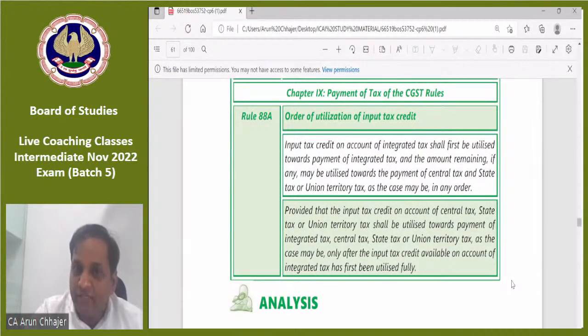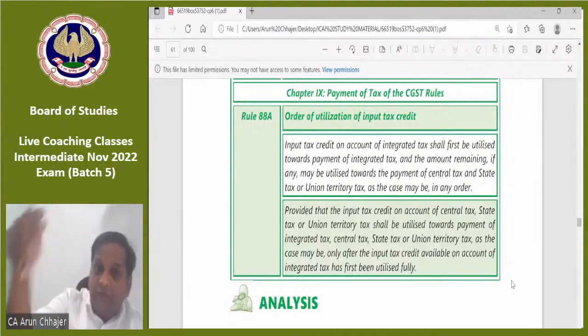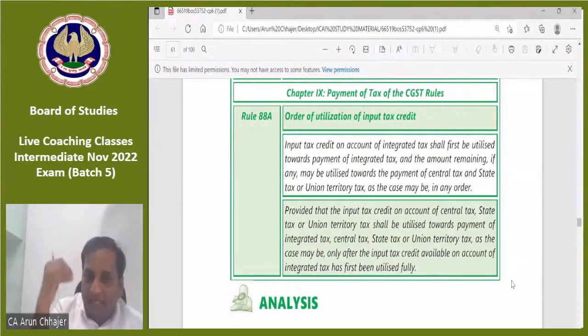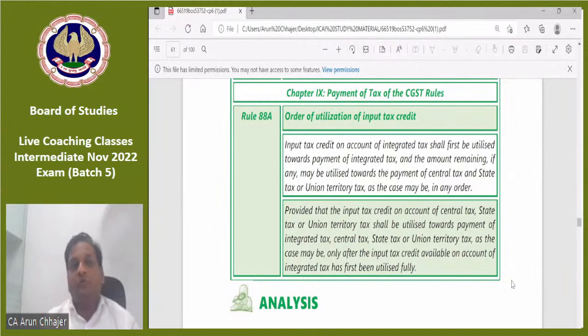The second proviso says ITC on account of CGST and SGST shall be first utilized toward the payment of IGST. ITC on account of CGST and SGST shall be utilized toward the payment of IGST, CGST and SGST, as the case may be, only after ITC available on account of IGST has been fully exhausted. CGST ITC will give the amount to CGST, SGST ITC will give the amount to SGST, only when IGST becomes 0. Or CGST can give the amount to IGST, SGST can give the amount to IGST, only when IGST becomes 0.